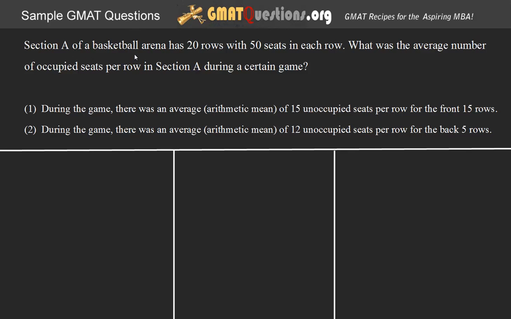Section A of a basketball arena has 20 rows with 50 seats in each row. What was the average number of occupied seats per row in Section A during a certain game? Number one, during the game, there was an average of 15 unoccupied seats per row for the front 15 rows. Number two, during the game, there was an average of 12 unoccupied seats per row for the back 5 rows.